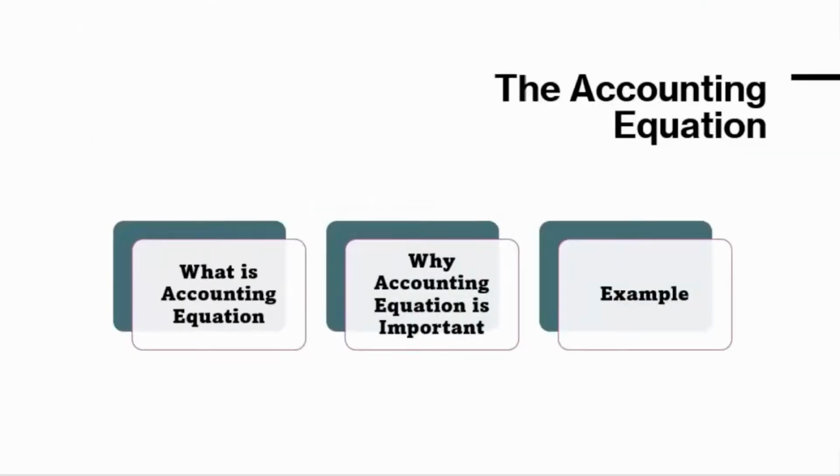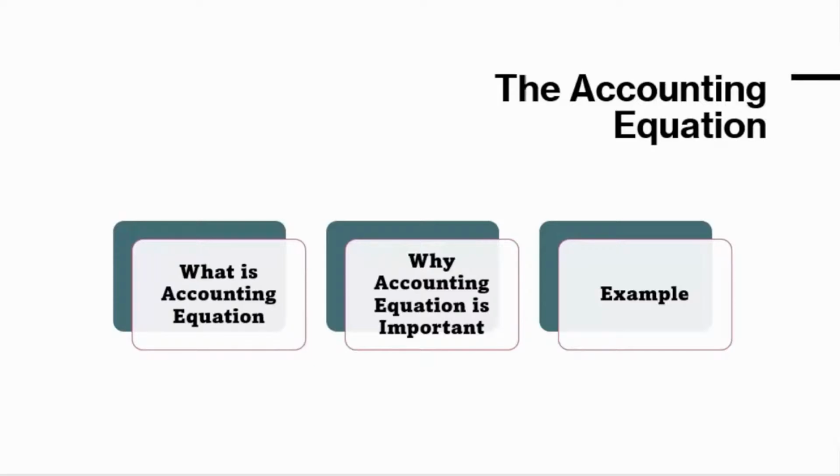Let's break down each part of this equation to make it simple. Assets are what the business owns, things like cash, equipment, and inventory. Capital is what the owner has invested in the business. Think of this as the owner's stake in the business, or what the business owes to its owner.